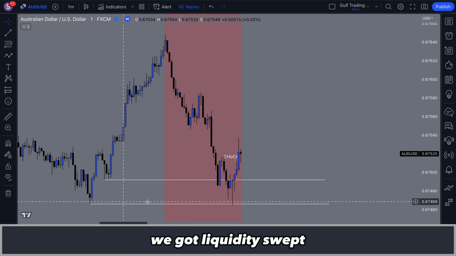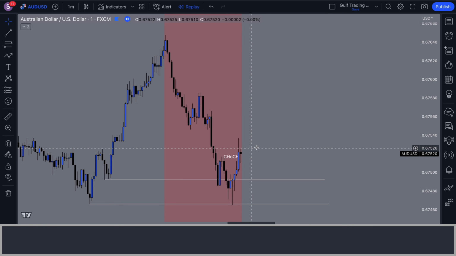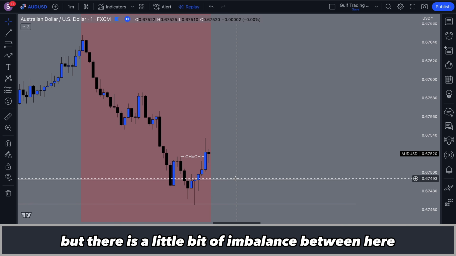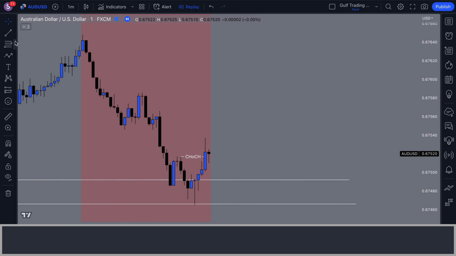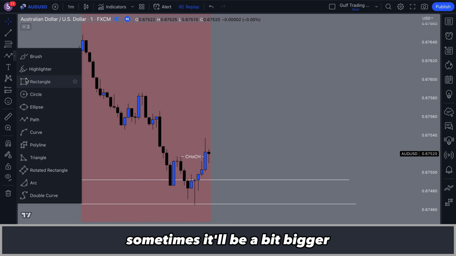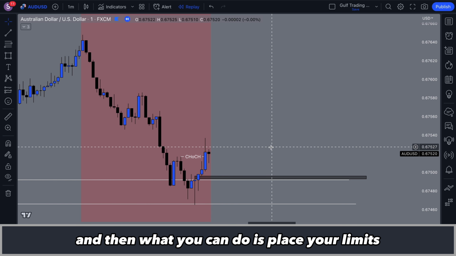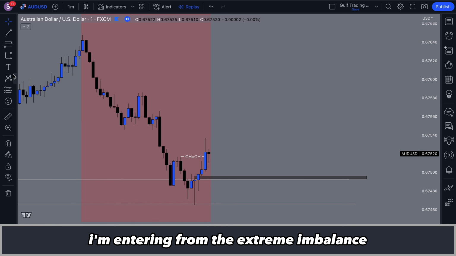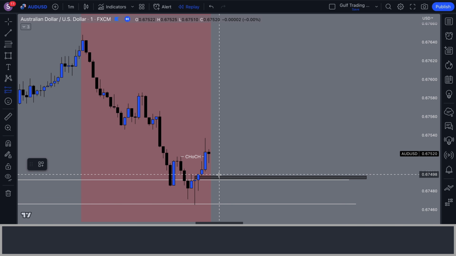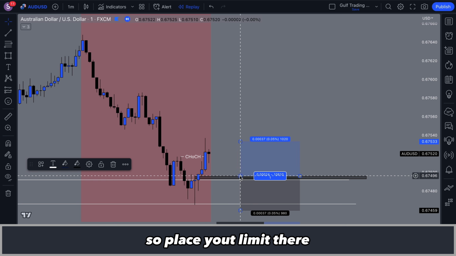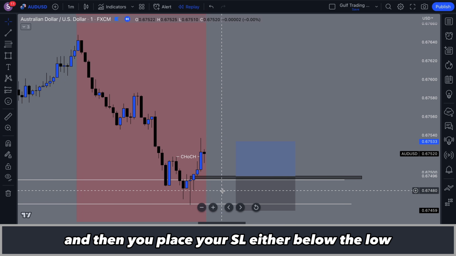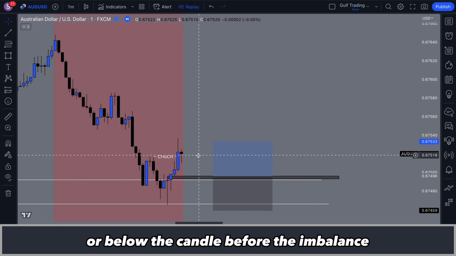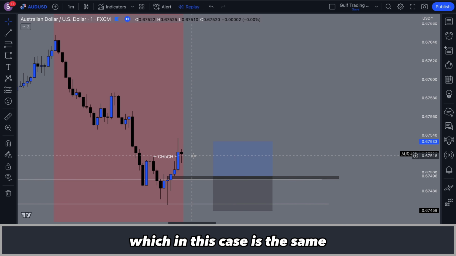We got liquidity swept, and then we got a change of character, so we're going to be looking to get in from an imbalance or an order block. There doesn't look to be any order blocks, but there is a little bit of imbalance here. Sometimes it will be small, sometimes a bit bigger, and then what you can do is place your limits, because we've got the change of character confirmed, and we're entering from the extreme imbalance. So place your limit there, and then you can place your stop loss either below the low or below the candle before the imbalance, which in this case is the same.